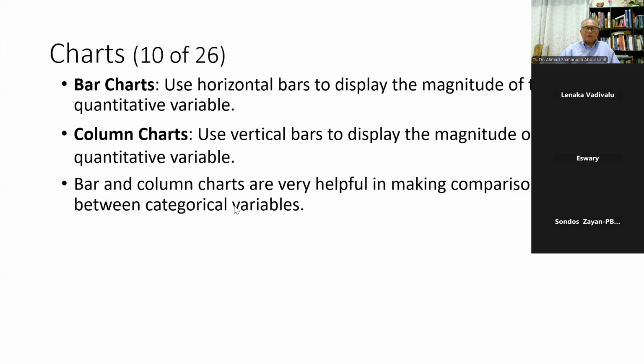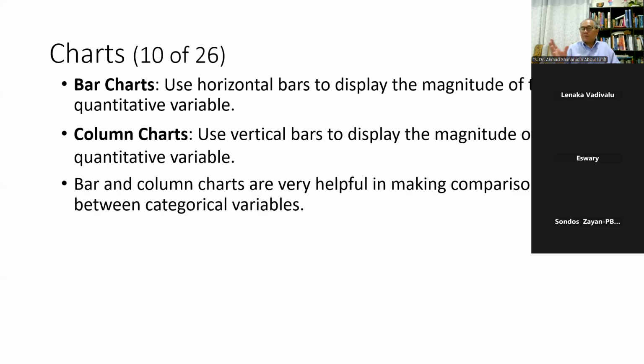And then you can also use a bar chart. A bar chart is a horizontal chart. A column chart is a vertical chart. Columns are vertical. Bars are horizontal. To display the magnitude of quantitative variables. So bar charts and column charts are useful to make comparisons between categorical variables.